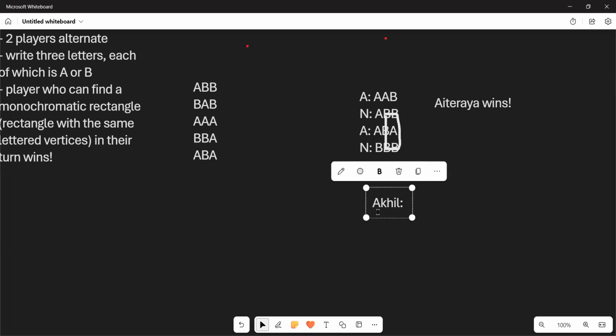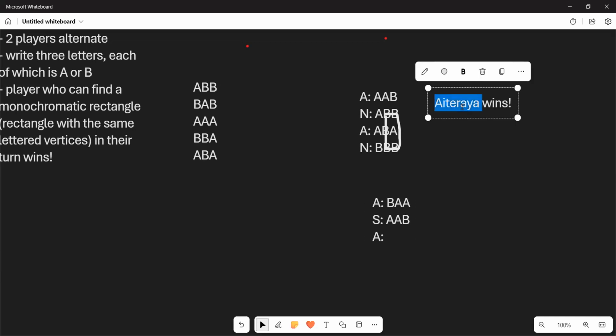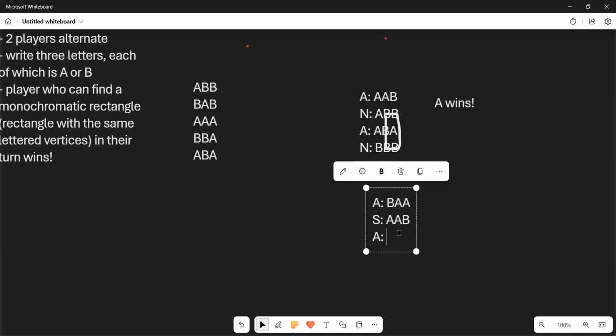Akhil, what do you want to play? Ma'am, BAA. Interesting. Ma'am, I'll play AAB. Interesting. Akhil, other people, you guys can try and help out your friends. So now if somebody has an idea for what Akhil should play here, you can tell him that you should play this. And if Akhil agrees, he might even just play that.